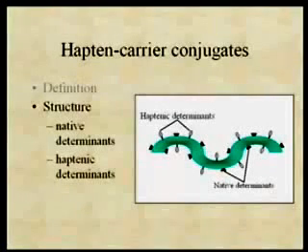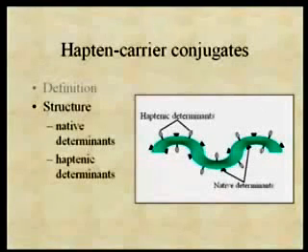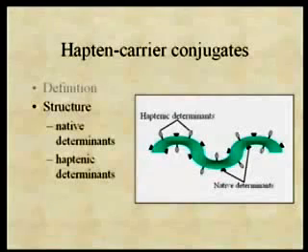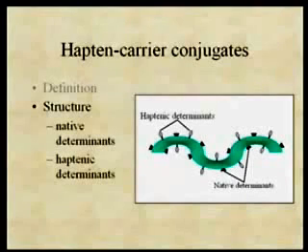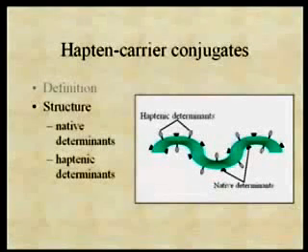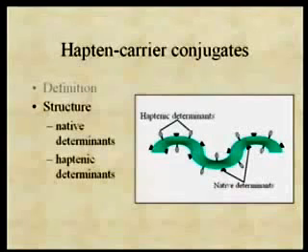Now, the determinant is actually more than the haptene part. The determinant actually includes the haptene as well as some of the residues to which the haptene is attached. So, for example, if you're attaching this to a protein antigen, the determinant will include the haptene plus some of the amino acids in the vicinity of where that haptene is attached. If it's a polysaccharide antigen that you've attached it to, the determinant will be the haptene as well as some of the sugars to which the haptene is attached. And it is that haptenic determinant that induces the immune response.